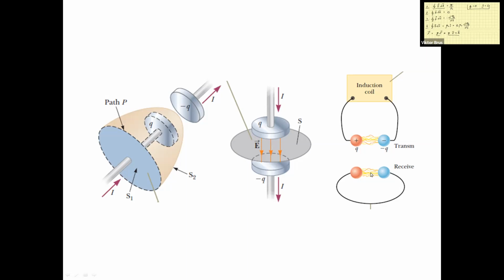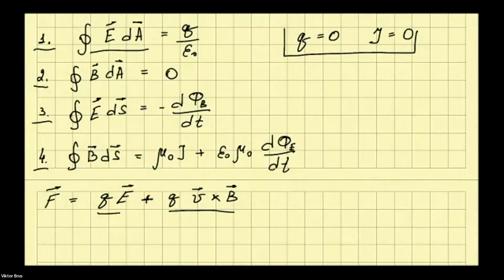So with this, I would like to finish our discussion. I would like to remind you that during this discussion, we introduced the concept of displacement current, which is associated with the time-varying electric field flux. Then we can go from Ampere's Law to the Ampere-Maxwell Law.